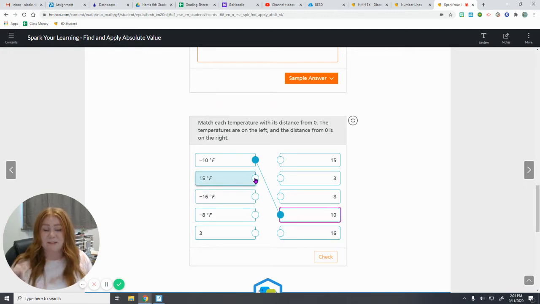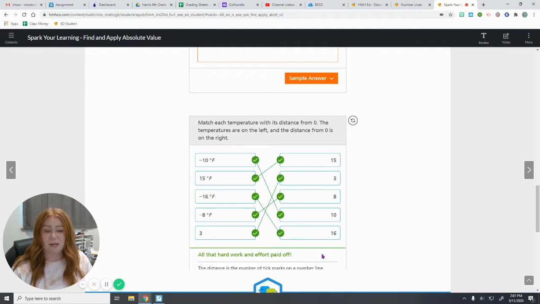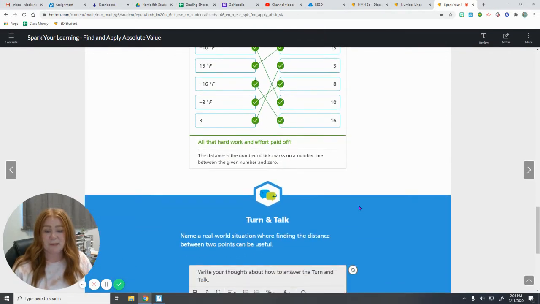If I need to go from 0 to 15, that will take 15 units. From -16 to 0, it's going to take 16 units. From -8 to 0 is going to take 8 units. And from 3 to 0 is going to take 3 units there.